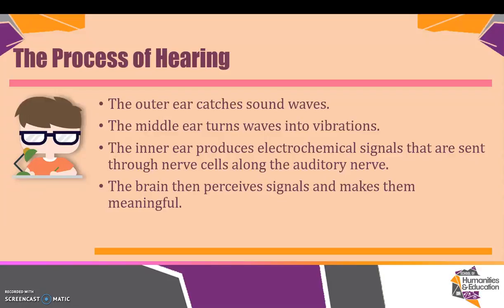So how does hearing occur? Sound waves are caught by the outer ear, then go into the middle ear, which turns them into vibrations. The inner ear produces electrochemical signals that are sent through the nerve cells along the auditory nerve, and then our brain perceives those signals and makes meaning out of them.